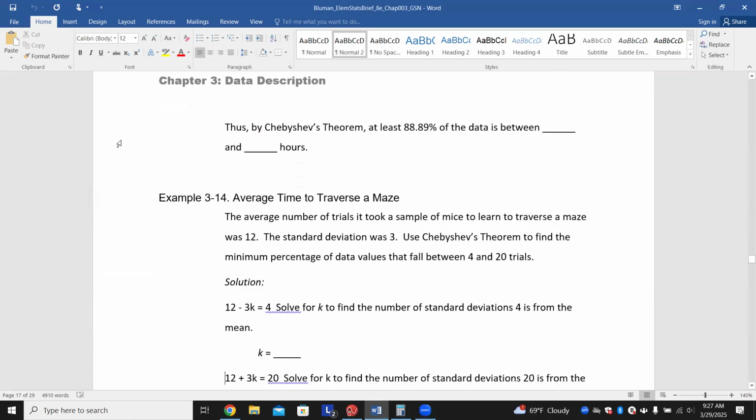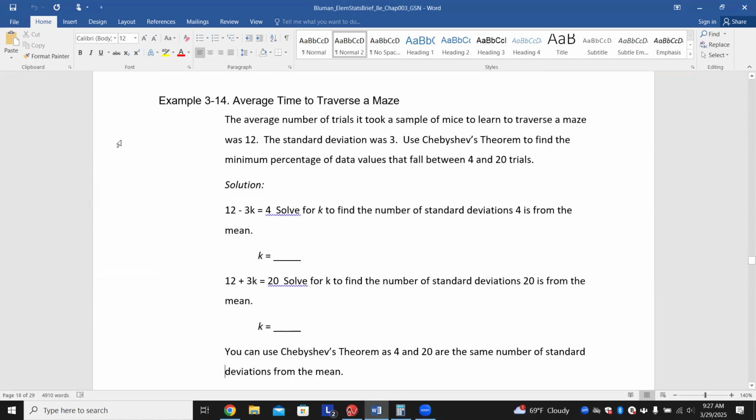All right, so let's look at example 14 now. Example 14 says average time to traverse a maze. The average number of trials it took a sample of mice to learn to traverse a maze was 12. The standard deviation was 3. Using Chebyshev's theorem, find the minimal percentage of data values that fall between 4 and 20 trials.